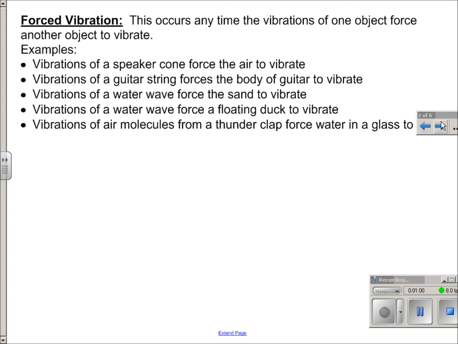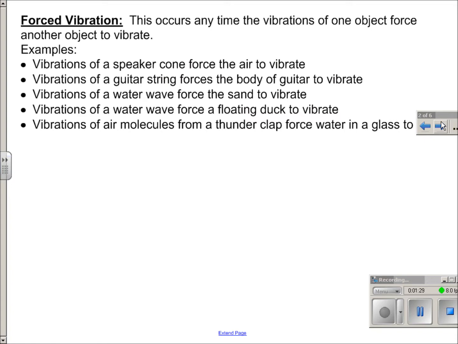So anyway, here's the deal. Forced vibration occurs anytime the vibrations of one object force another object to vibrate. And it happens all the time. Right now you're able to hear me, and the reason for that is in your earphones or speakers or whatever you're listening to me on, there's a little cone in there that vibrates. That causes the air to vibrate. So the vibrations of the speaker cone force the air to vibrate. Taking that another step, the air then forces your eardrum to vibrate.